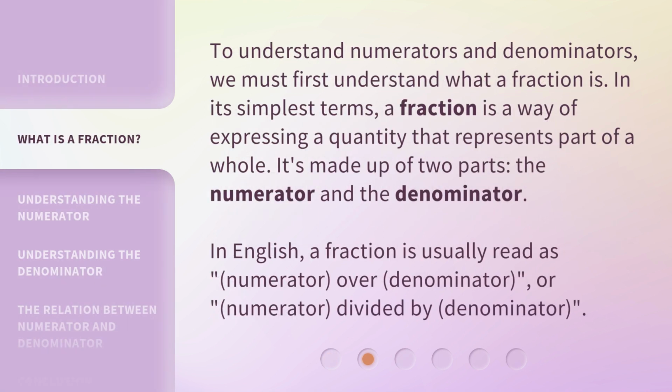To understand numerators and denominators, we must first understand what a fraction is. In its simplest terms, a fraction is a way of expressing a quantity that represents part of a whole. It's made up of two parts, the numerator and the denominator. In English, a fraction is usually read as numerator over denominator, or numerator divided by denominator.